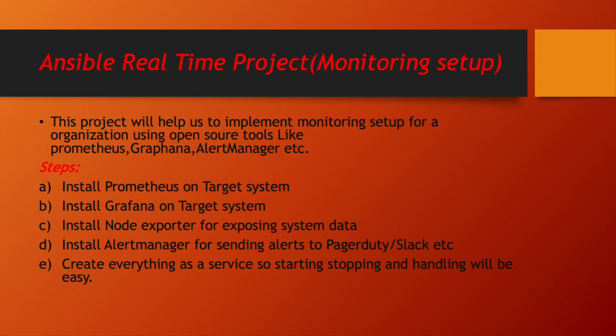So, what are the steps involved for this project? The first step is to install Prometheus on the target system, install Grafana on the target system, and install Node Exporter for exposing system data. Node Exporter is like a data collector which will collect all the system level data. If I talk about system data, what kind of data will it be? It can be CPU related metrics, disk related information, connection related information, kernel level parameters, a lot of stuff related to our systems. Everything can be exposed using Node Exporter.